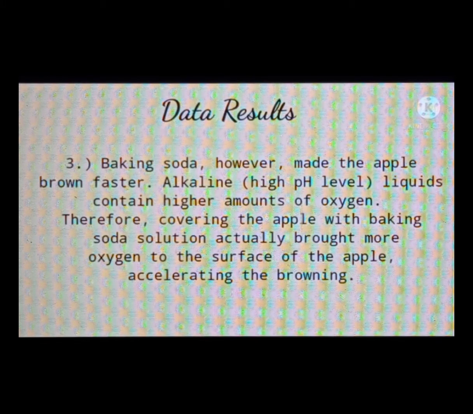Alkaline or high pH level liquids contain higher amounts of oxygen. Therefore, covering the apple with baking soda solution actually brought more oxygen to the surface of the apple, accelerating the browning.